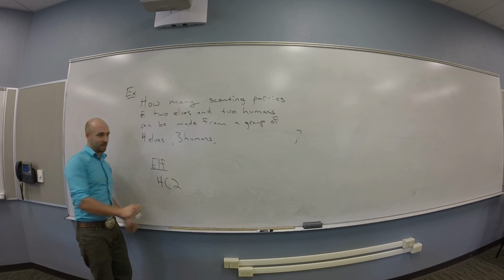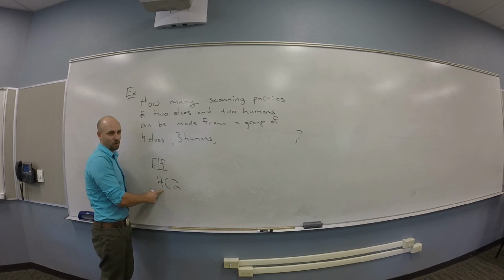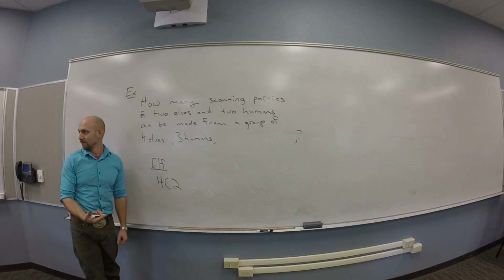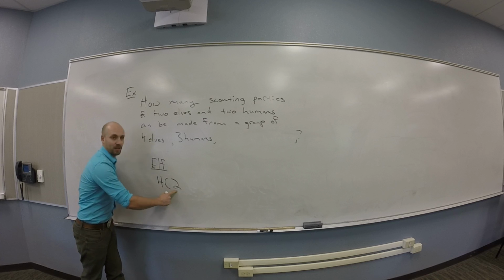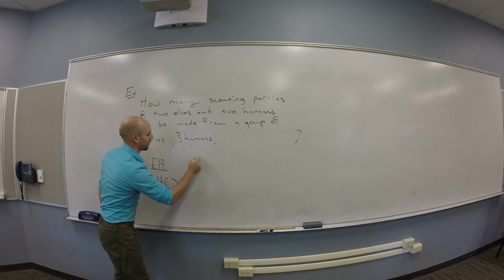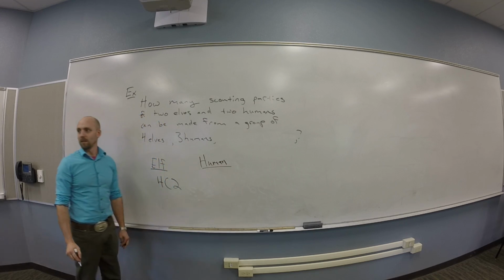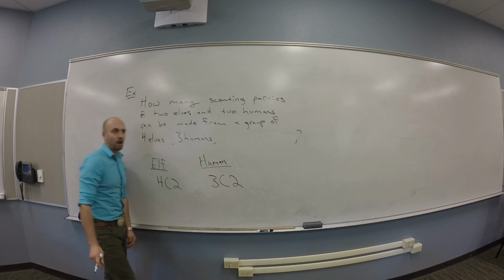Basically what it's saying, if you did 2 choose 4, is that you have 4 slots to fill with 2 people. That ain't going to happen, right? You guys see that? So this is 4 things filling 2 slots. How about the humans? There's 3 humans to fill 2 spots.